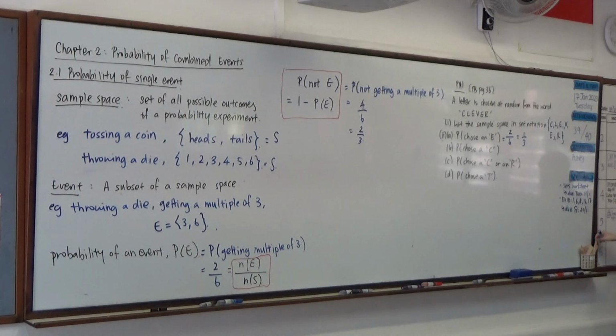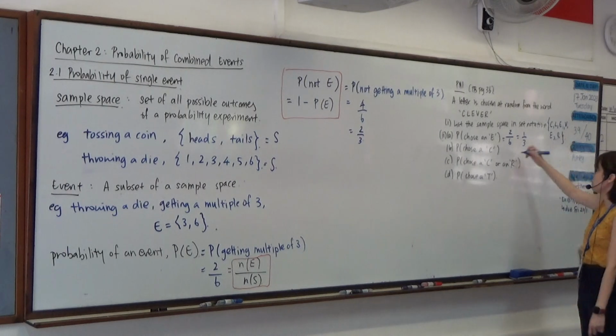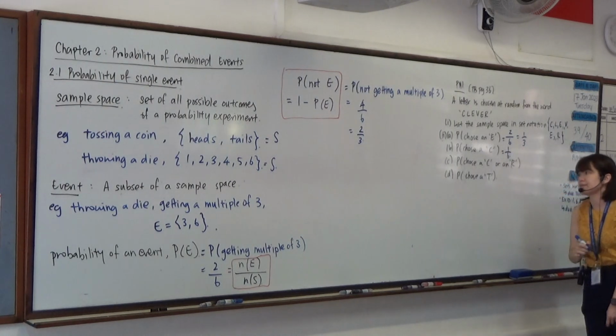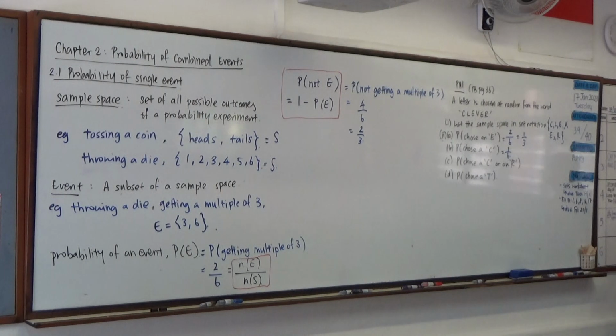What would the probability of choosing a C then actually be, Sixuan? 1 out of 6. There's only 1 letter C, so 1 out of 6. Part C. We want to find the probability of choosing a C or an R. What would that be, Regine Chong? Where is Regine Chong? Oh, okay, yes. 1/3, because we have C and R, 2 letters out of a total of 6, so we have 1/3.